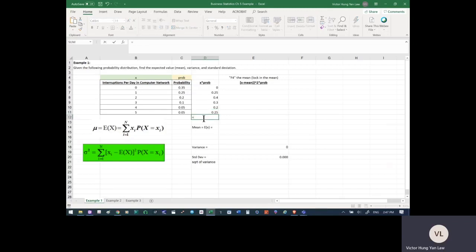And what we're going to use is the equal sum formula. Equal sum, open bracket, and we're going to highlight the data set from D6 to D11. Equal sum D6 to D11, we close the bracket, and that will give you the 1.4. And that is your mean, that's your expected value, 1.4.